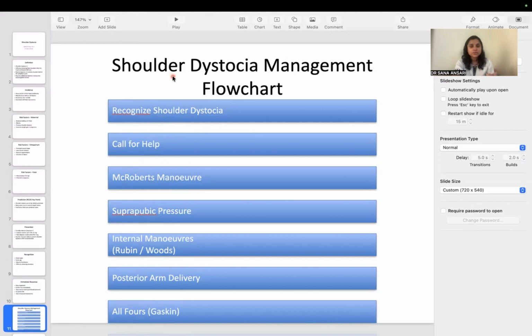So, this is the shoulder dystocia drill. As soon as we recognize shoulder dystocia, always call for help. First, perform McRoberts maneuver. I'll be explaining each of these maneuvers in detail in further slides. McRoberts maneuver along with suprapubic pressure. If unsuccessful, you move on to internal maneuvers, which are Rubin's or wood screw. Then the next step is posterior arm delivery. And if that also fails, you perform the all fours maneuver.